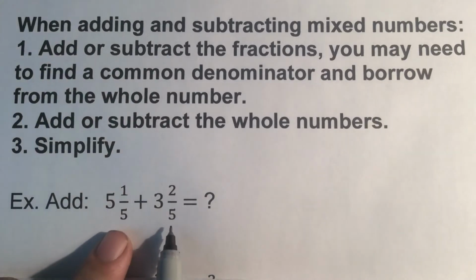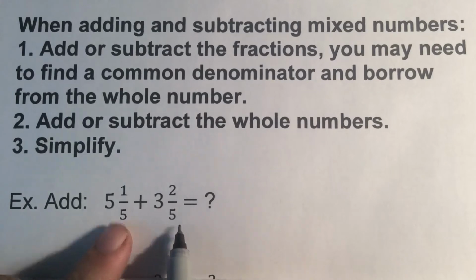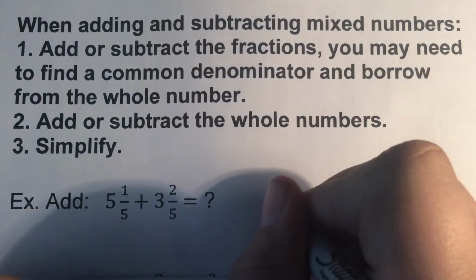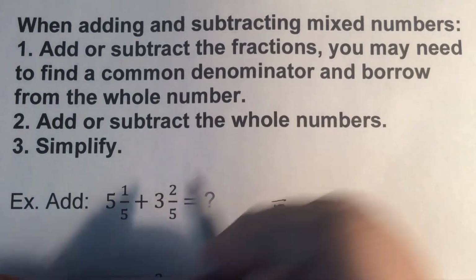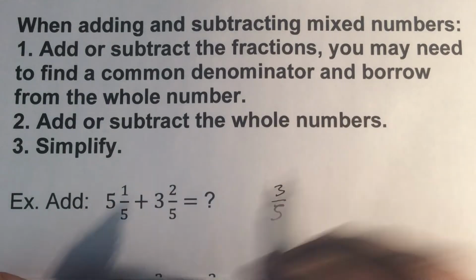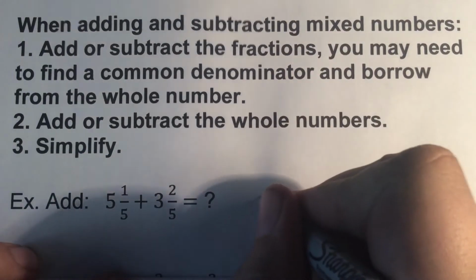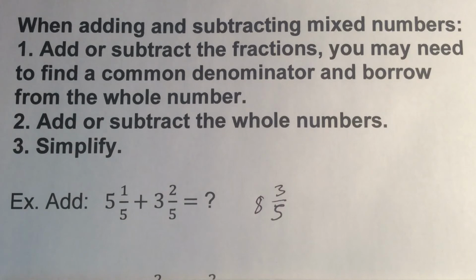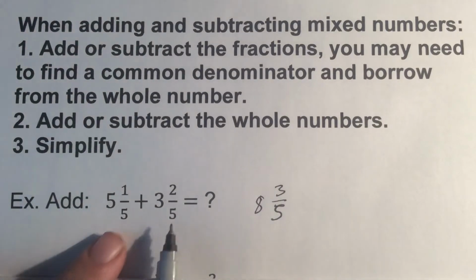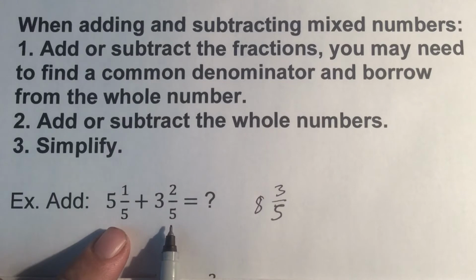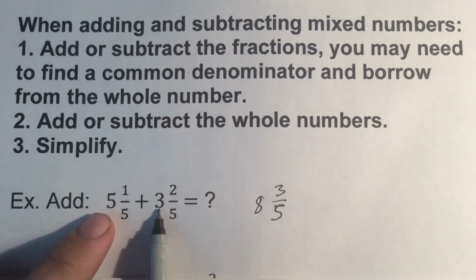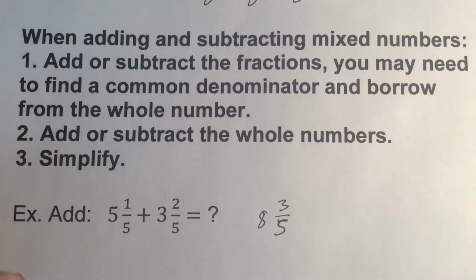So both of them are 5, so we have our common denominator. We're going to add those fractions first. So 1 and 2 makes 3/5. Then we go to our whole numbers. 5 and 3 make 8. And that's going to be as far as we could go. We can't reduce it at all. So make sure you have common denominators. Do the fractions first, then do the whole numbers.